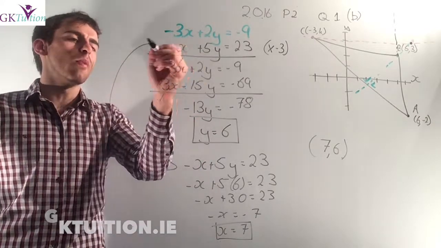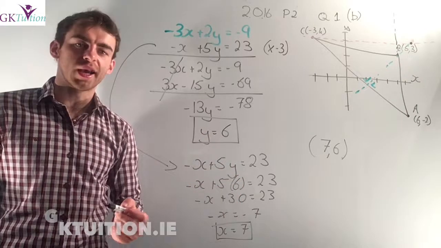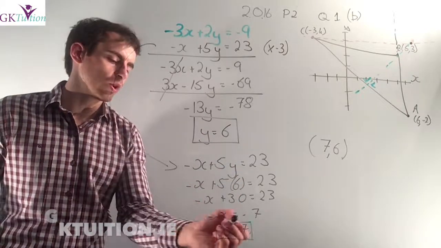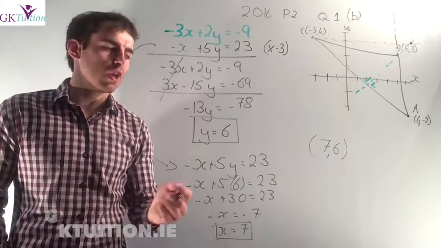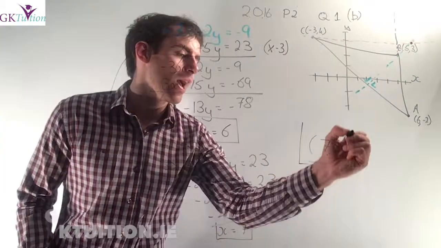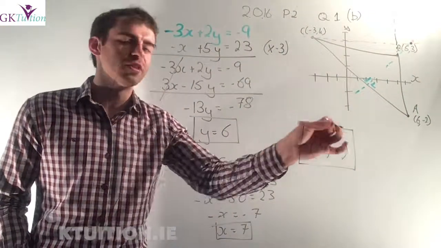And then I can go back to one of my original equations, sub in y equals 6, and work out my x value. So my x value works out as x equals 7. Now the question asked you to find the coordinates, so just make sure my answer has to be a coordinate. The orthocenter is the coordinate (7, 6).